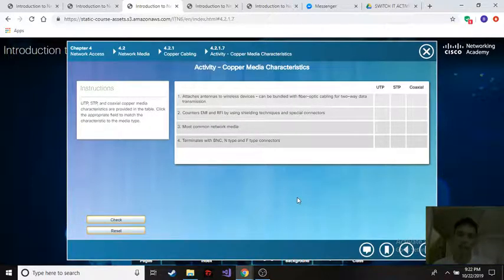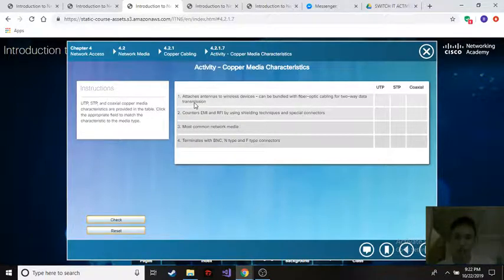So in our second activity, entitled Copper Media Characteristics, the instruction here is: UTP, STP, and coaxial copper media characteristics are provided in the table. Click the appropriate field to match the characteristic to the media type. So here, we are given the characteristics. So we just need to pinpoint whether it is UTP, STP, or coaxial.